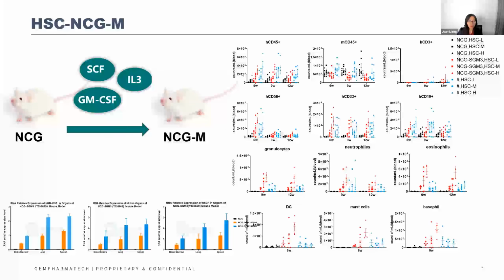Here is just a brief introduction about the HSC-NCG mice. NCG mice are severely immunodeficient mice with expression of the human cytokines like SCF, IL-3, and GM-CSF. This NCG-M mice could be very useful for reconstitution of immune systems. When transplanting the HSC into these mice, these mice could develop several different immune cell populations, like the CD3 positive cell, CD19 positive cell, and more importantly, this model could develop functional DC cells.